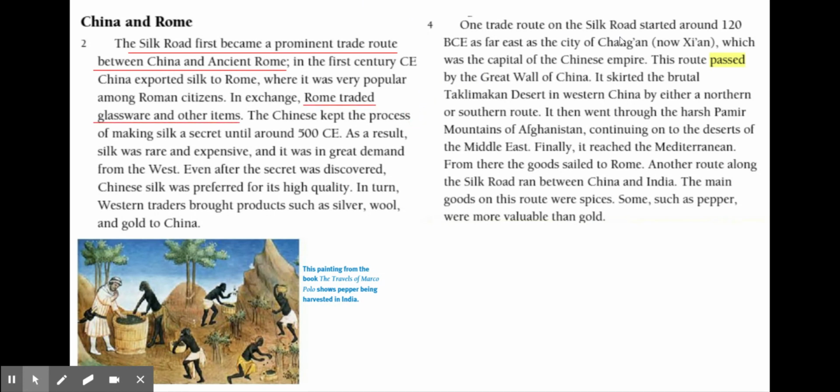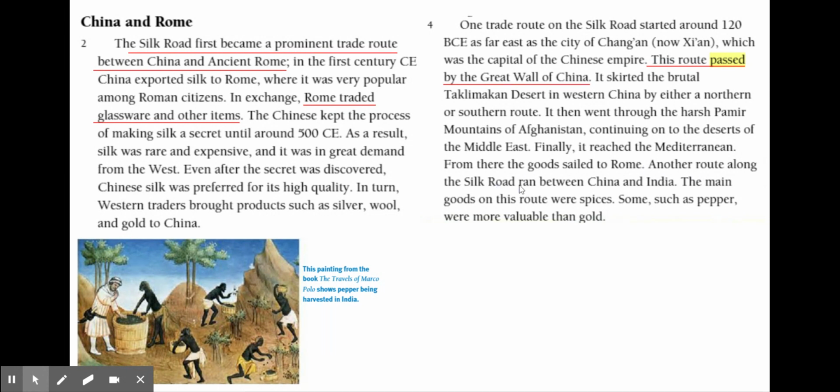One trade route on the Silk Road started around 120 BCE, as far east as the city of Chang'an, now Xi'an, which was the capital of the Chinese Empire. The route passed by the Great Wall of China. It skirted the brutal Taklamakan Desert in western China by either a northern or a southern route. It then went through the harsh Pamir Mountains of Afghanistan, continuing on to the deserts of the Middle East. Finally, it reached the Mediterranean. From there, the goods sailed to Rome. Wow, that was a really long route, wasn't it?